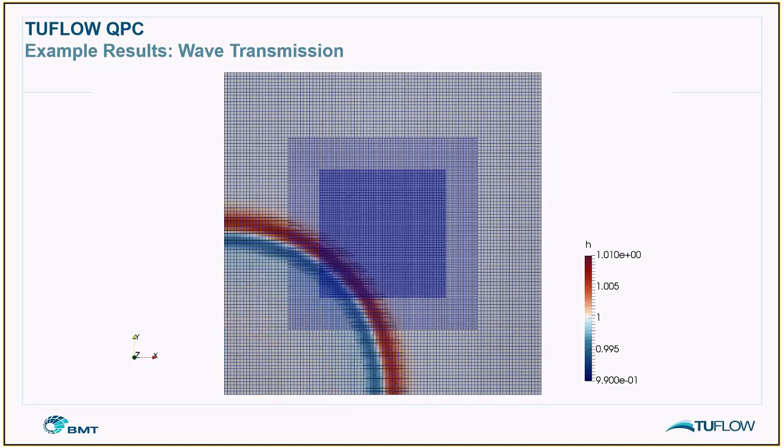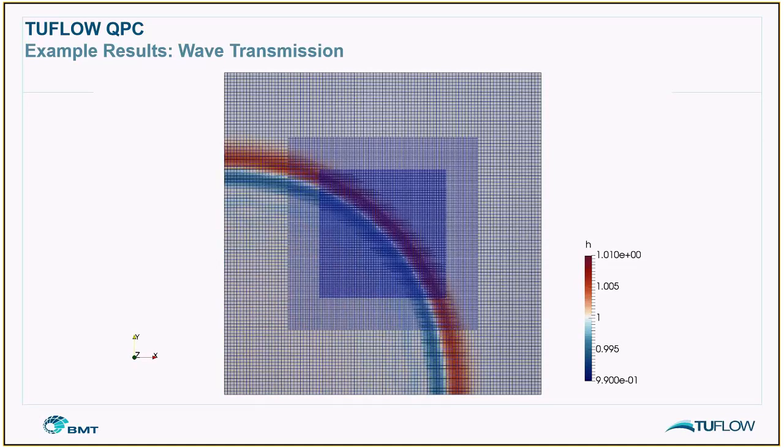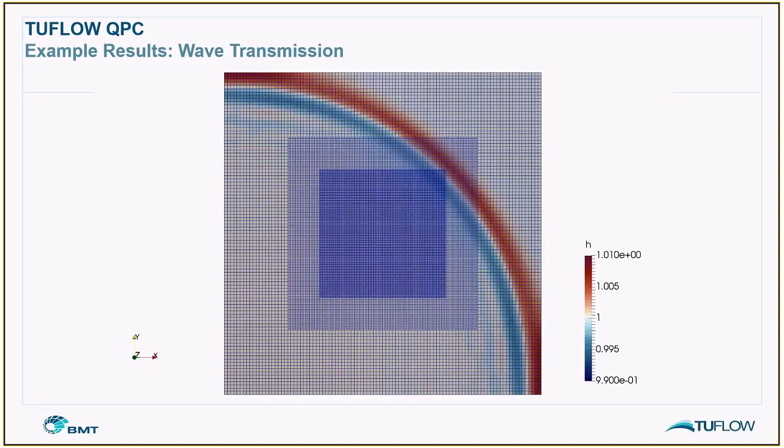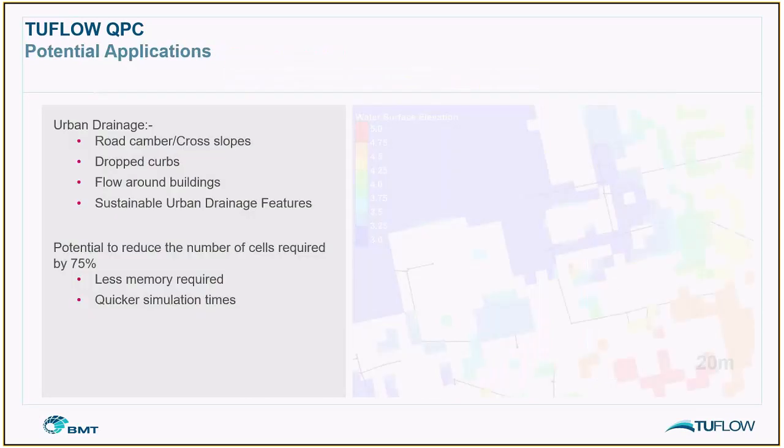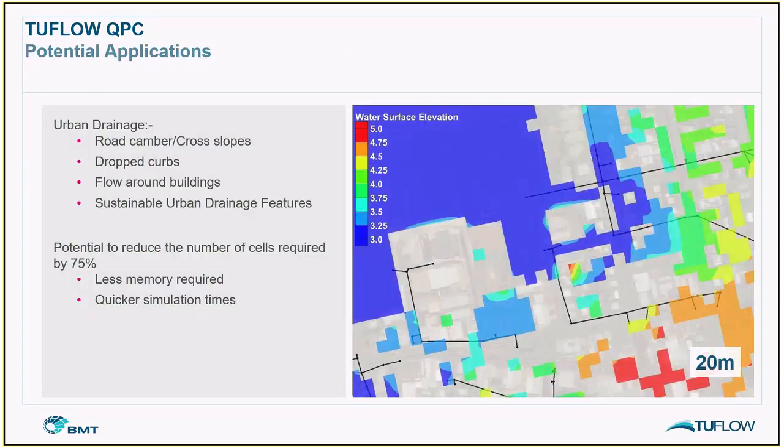So we're continuing the benchmarking, and we're pretty confident that we'll be able to get TUFLOW Quadtree out to our users at the latter part of this year. In terms of what are the potential applications, urban drainage is probably the most obvious example. Surface water, either from fluvial sources or surcharging pipe networks, tends to accumulate on road surfaces, which behave like open channels in terms of routing flow.